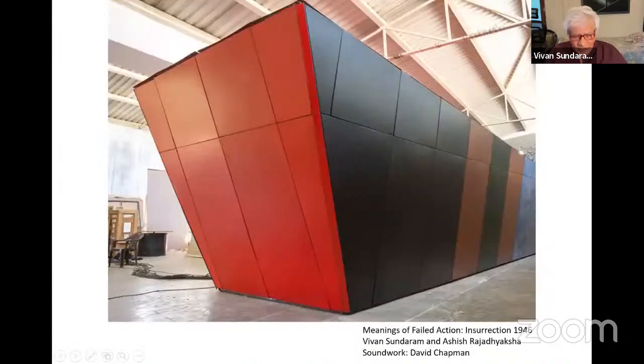Well, again, one extraordinary jump cut and a huge container that would, in some sense, hold this energy of the mill, the tribal mill worker, and be a working class event. But here, as the title is, Meanings of Failed Action, Insurrection. This was a very ambitious project that I did with Ashish Rajadhyaksha and David Chapman, the sound artist. It was in reference to a naval mutiny, as the British like to call it.